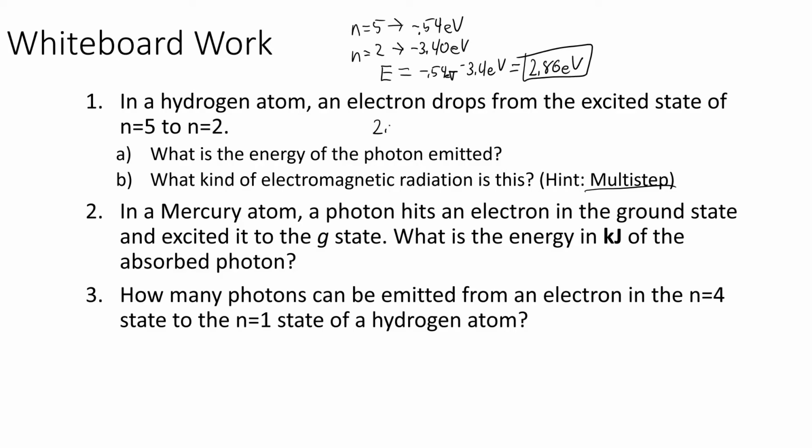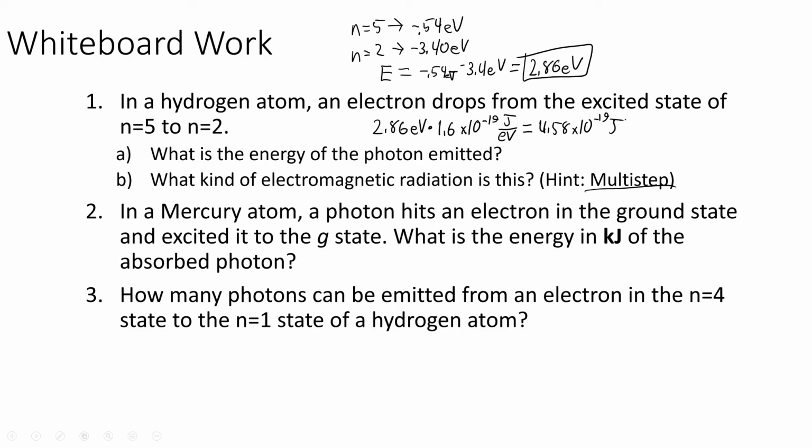We have the 2.86 electron volts, and we're going to multiply it by the constant found on the front page of the reference table, and that is 1.6 times 10 to the minus 19 joules per electron volt. And when we do that, we get 4.58 times 10 to the minus 19 joules.